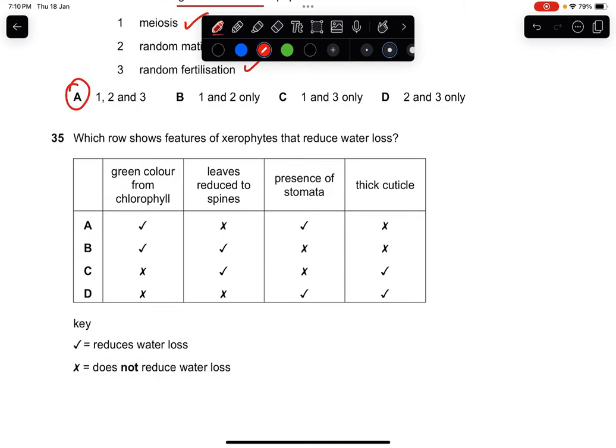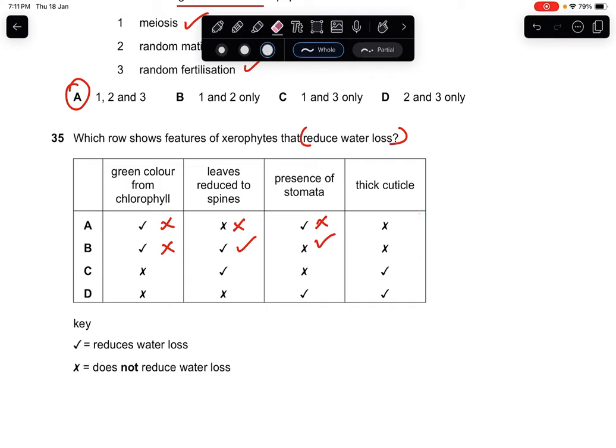Question 35. Which row shows the features of xerophytes that reduce water loss? Reduce water loss. So the green color from the chlorophyll, nope. Leaf is reduced to spines. This is wrong. It should be correct. Presence of stomata? Not really. Thick cuticle? It should be correct, because they want to reduce the amount of water loss. So when it comes to this, this is wrong. This should be correct. This should be correct. And this would be correct. Sorry, this should be wrong actually.